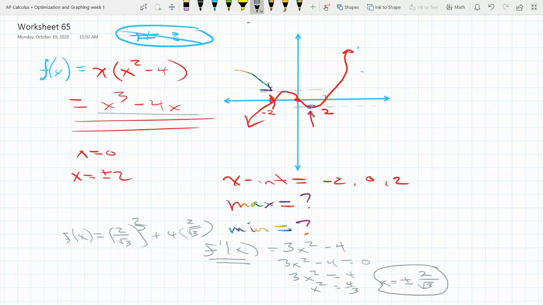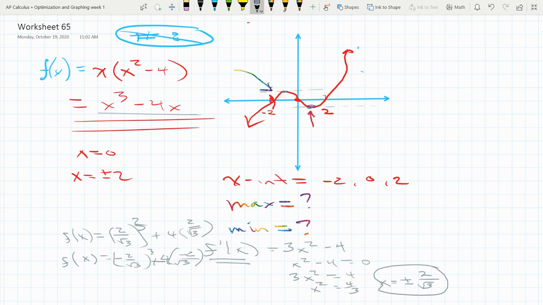And then my other point is going to be f of x equals negative 2 root 3 cubed plus 4 times, oops, that's a 4. Let's just erase all that because that is just flat out horrible. Plus 4 times negative 2 root 3. And so those two pieces will become my maximum and minimum.